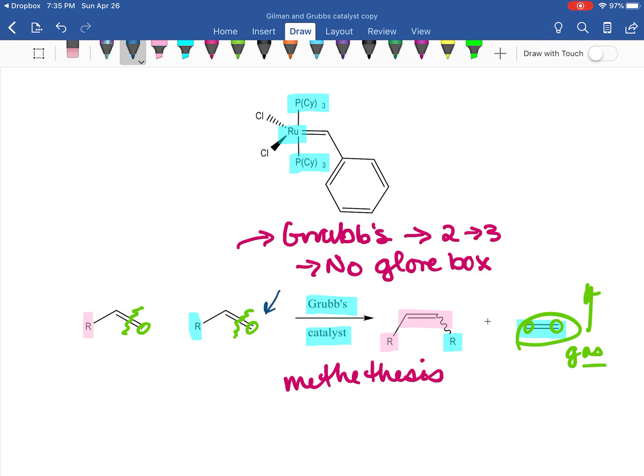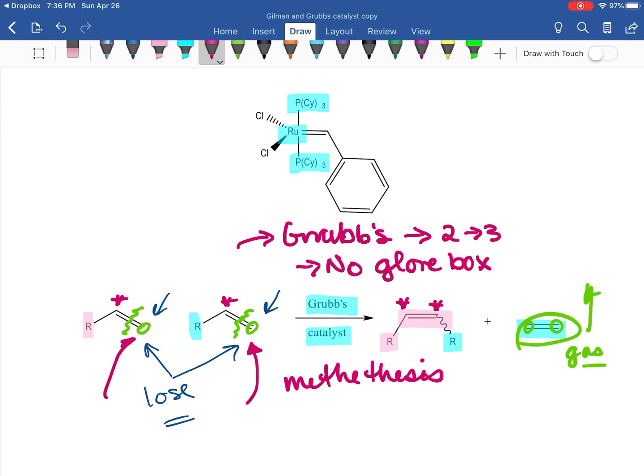So if you look at your starting materials, you are literally losing these two carbons. They are the carbons in your ethylene gas. So whenever you do any kind of metathesis with Grubbs, you have to have an extra carbon on both of your substrates because you're going to lose both of those as ethylene.